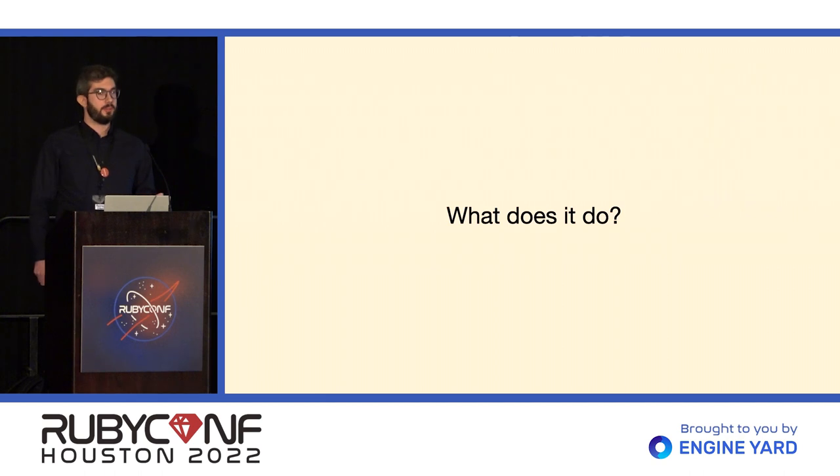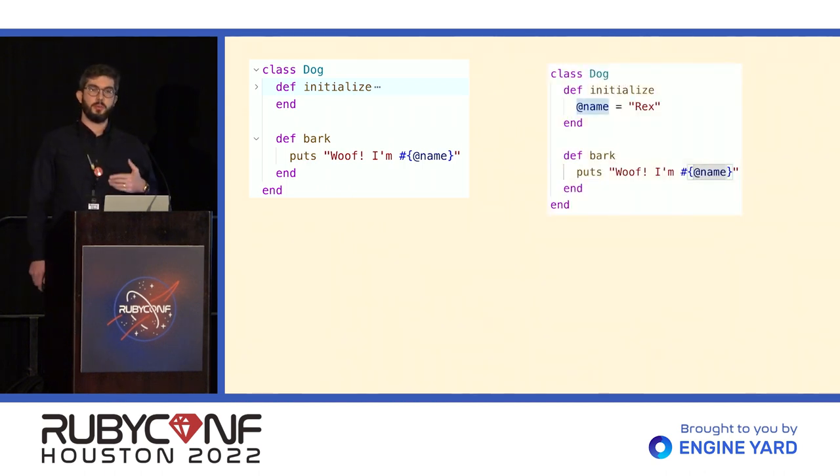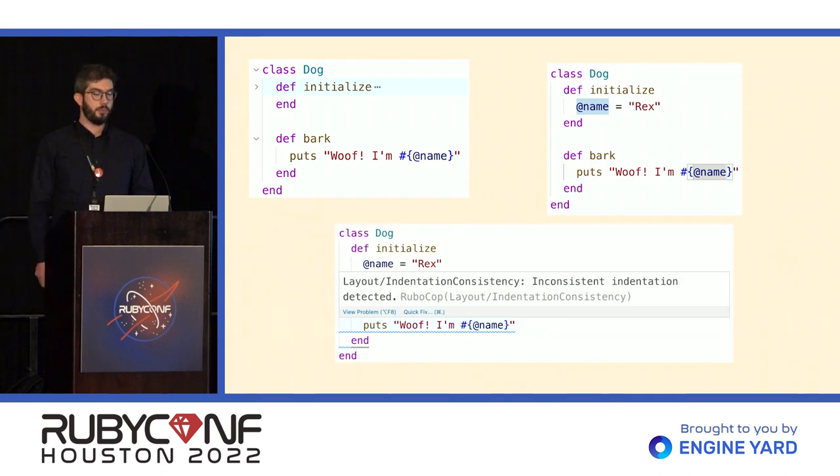But what does the Ruby LSP currently do? A few of the features we currently support are folding ranges. These are the little icons there on the gutter of the editor to allow you to collapse or expand code. Document highlight, so when you click on a Ruby entity, it highlights the other occurrences of that entity, in this case, the name instance variable. RuboCop diagnostics, so if you make a violation, it will surface that in the editor, and it also supports quick fixes through code action, so you can fix that directly in the UI.